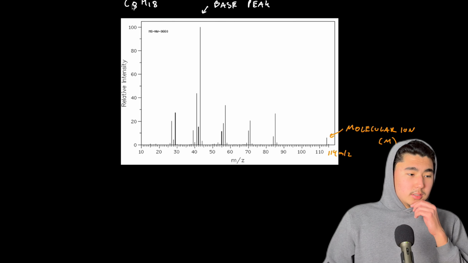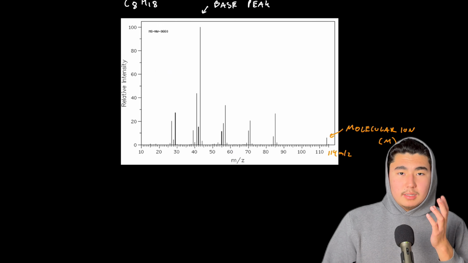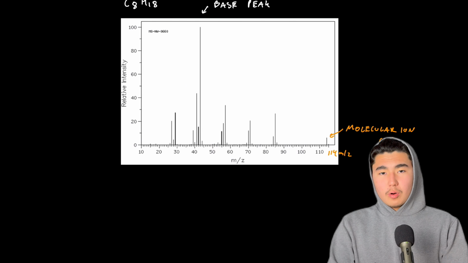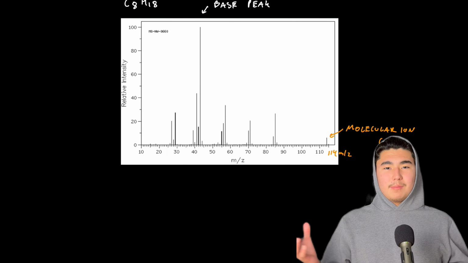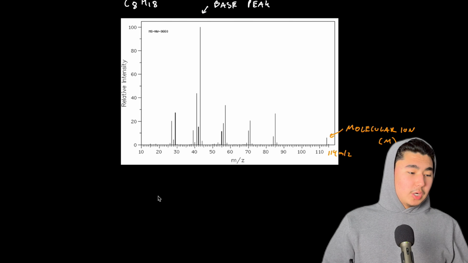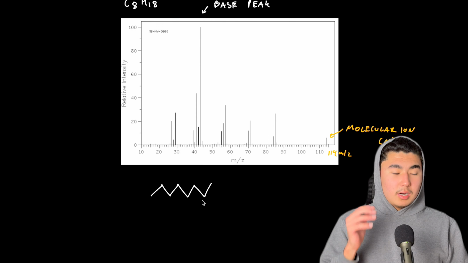Now, there are different isomers we could draw with this octane. Like we could just draw regular octane, or we could draw 4-methylheptane. We could draw a bunch of stuff, but for now, I'm just going to go off of a regular octane. So this is our regular octane.